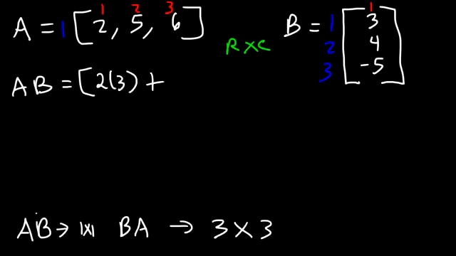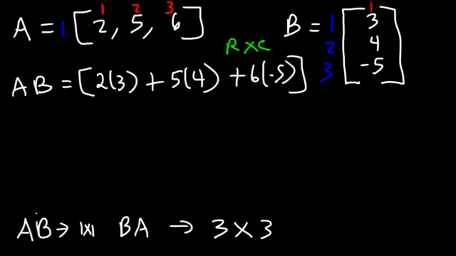And then we're going to multiply these two. So it's going to be 5 times 4. And then 6 times -5. And this will give us only one element. Because we took the elements in the first row and multiplied them by the elements in the first column, we're going to get a single entry in the first row, first column. So it's going to be a 1 by 1 matrix.